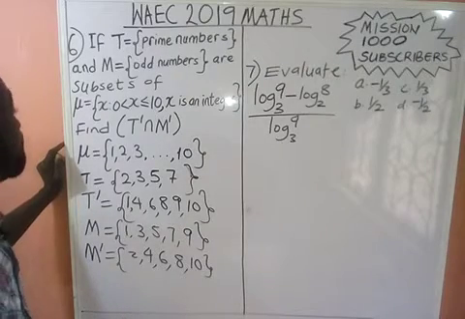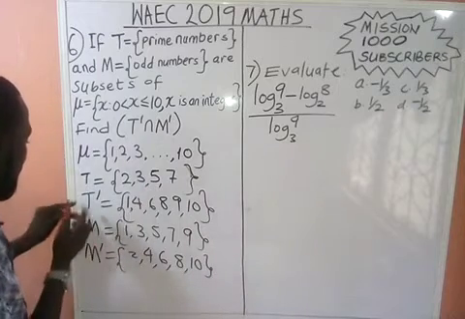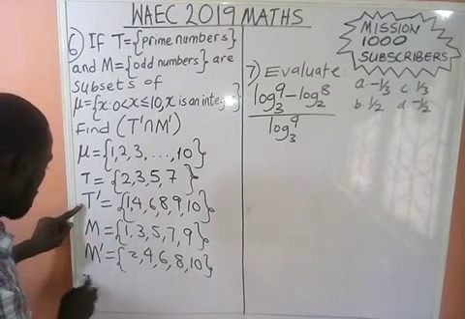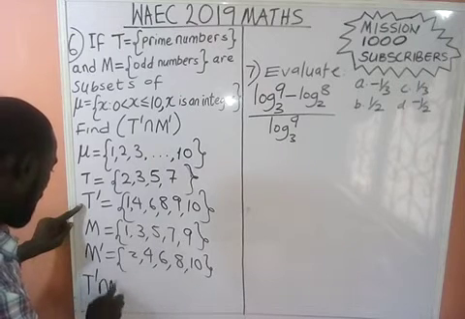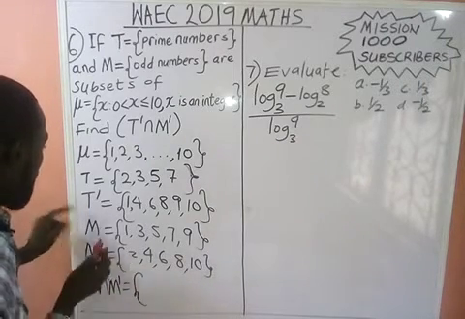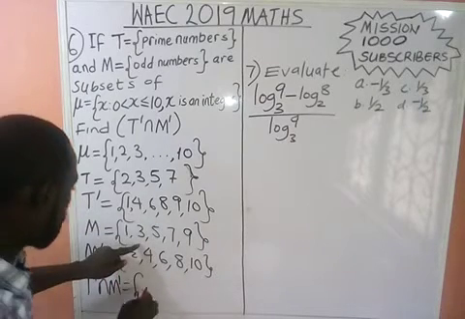The question says you find T prime and M prime, meaning what I can see in this one and I can also see here. So we have our T prime intersection M prime will be equals to, okay, let us leave the elements out, class. 1 is here, 1 is not here. I can see 4 here, 4 is here, so I'll put 4 down.